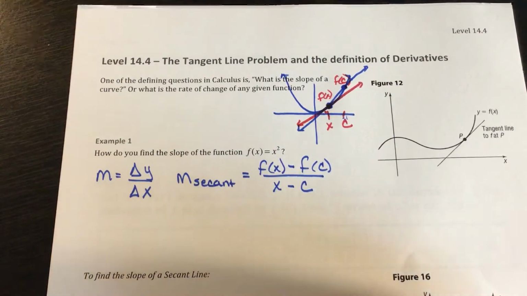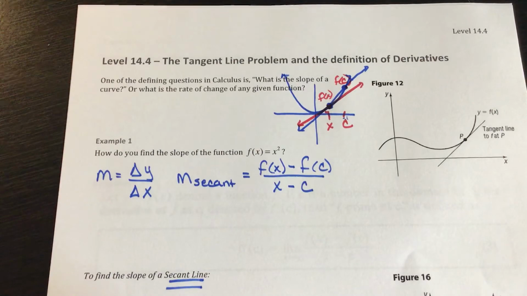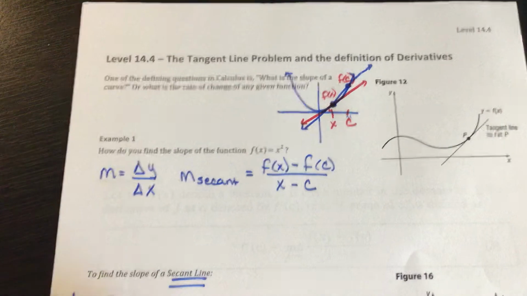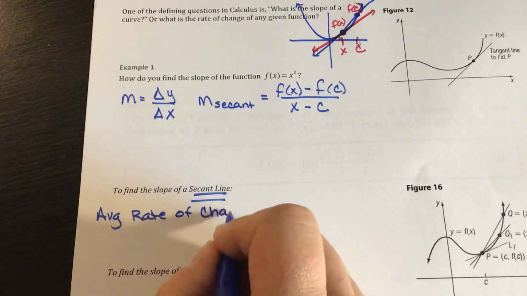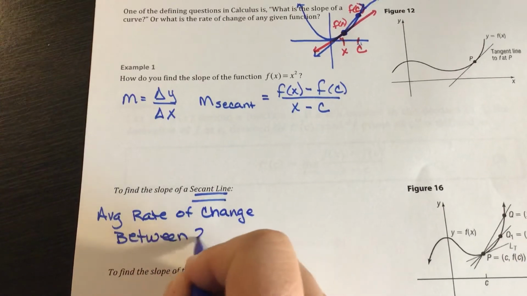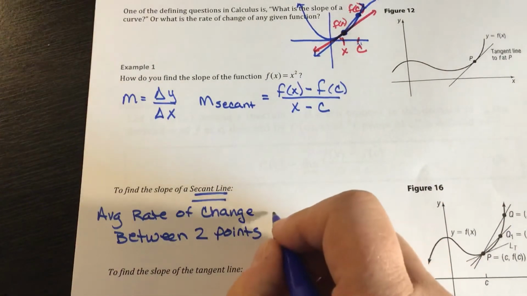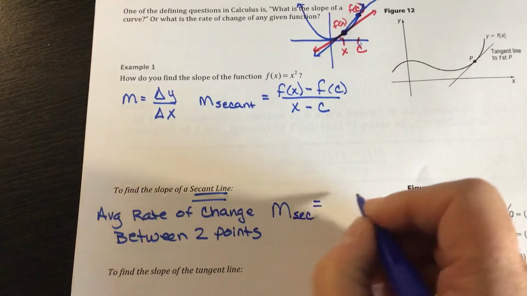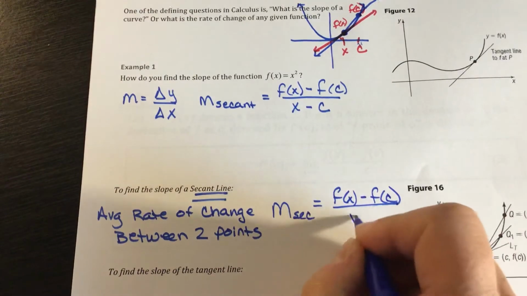But if we do have a value, well, let's look down here. Slope of a secant line, that's what we just found here. And this is the same as the average rate of change. That's what slope is, between 2 points. Okay, so that's pretty much what we have here. So the slope of the secant equals f of x minus f of c over x minus c.